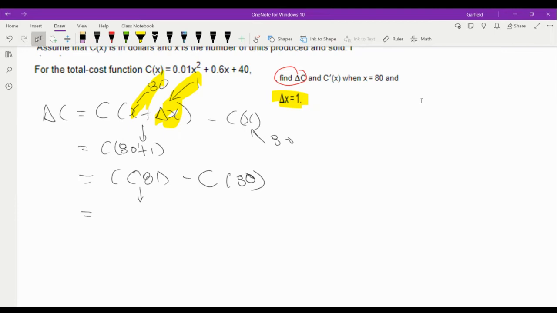We're plugging the C of 81 into the total cost function, right? So we're plugging 81 in the original function. Okay, so for C of 81, I got 154.21. Yeah, that's what I got. Anyone else got 154.21? Okay, thanks, Michael, for confirming that.